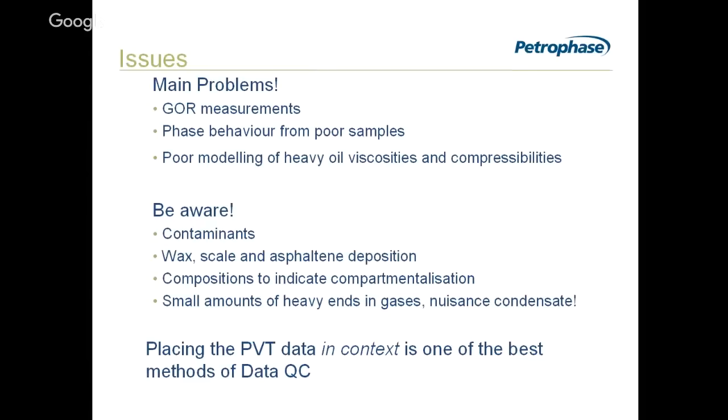Compositions, you get different compositions from one reservoir. Well, what does that mean? Do you have a compositional gradient? Possibly. Do you have different compartments? Possibly. You need to be looking at the data to try and work out what's reasonable, what's likely. Are there other indications that we can get from this?